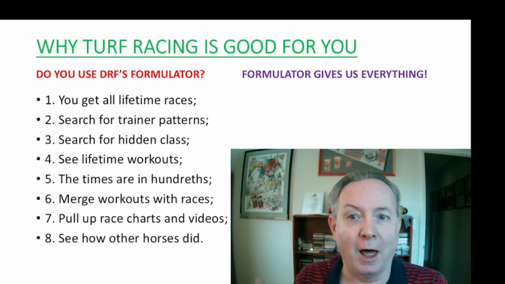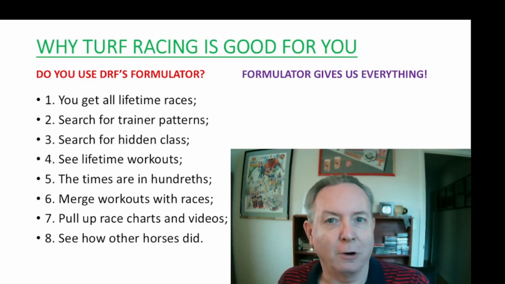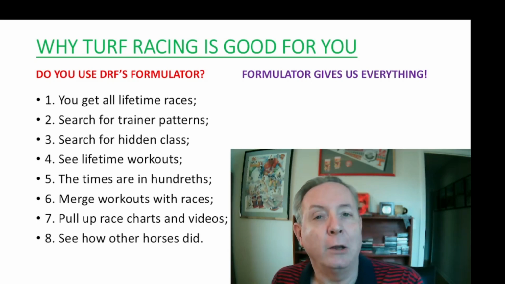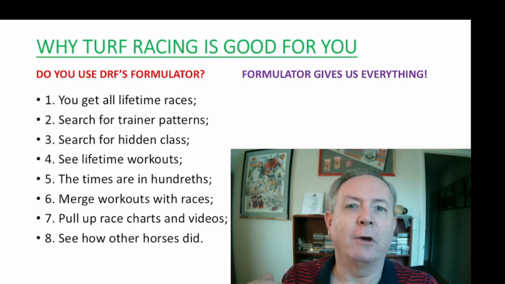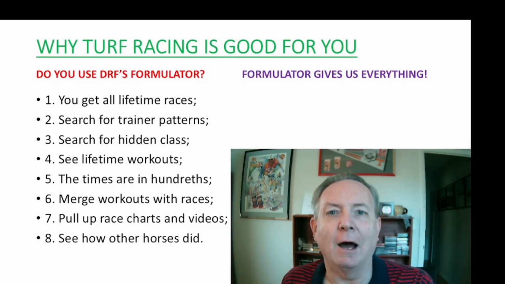First of all, it's online. It gives you all of the lifetime races. It gives you all the trainer patterns. You've got to discern them for yourselves and put in little factors, and we're going to show you how to do that real quick. You can search for hidden class. You can look then at the opponents of who a horse has raced against, how they've done since then. So you can have an idea of what the class is for your horse.